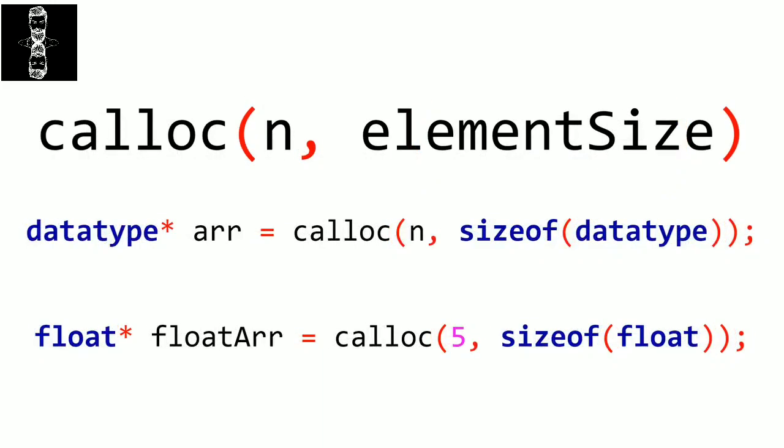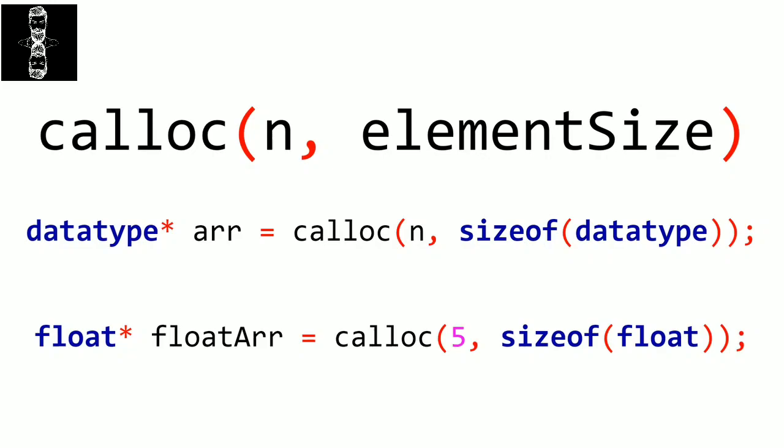Second function is calloc. It looks like the previous one. This one takes 2 parameters, the number of elements and the size of one element. So we don't do multiplication here because they are 2 separate parameters. And the main difference with malloc is that calloc initializes all the elements to 0.